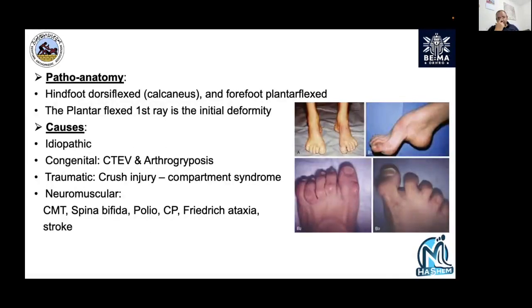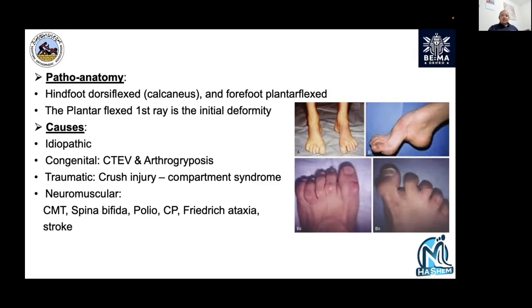So what's the pathoanatomy behind Pes Cavus? As we agreed, again, the idea of the tripod: Pes Cavus starts with a plantarflexed first ray, which ends in a pronated forefoot. This pronated forefoot has to be corrected, so the foot is plantarflexed and the hindfoot is in varus.